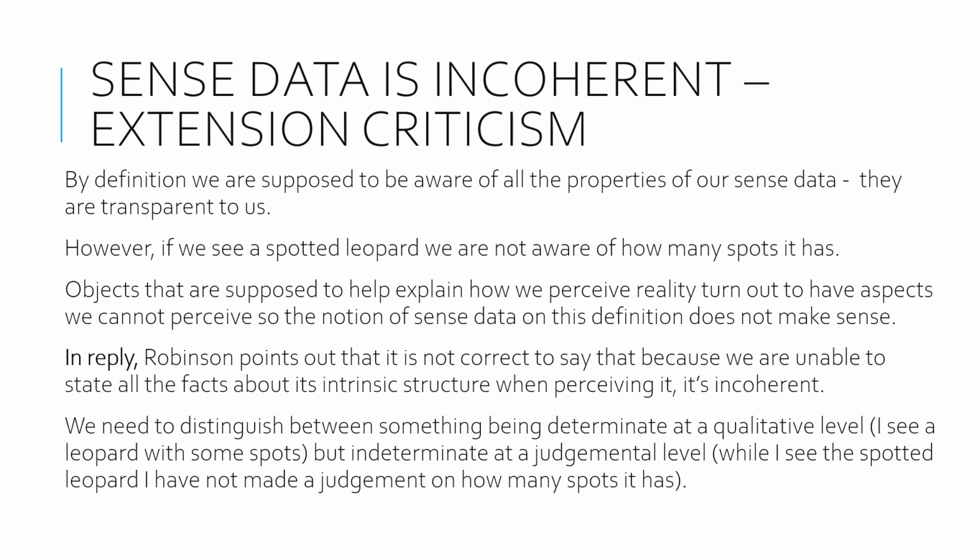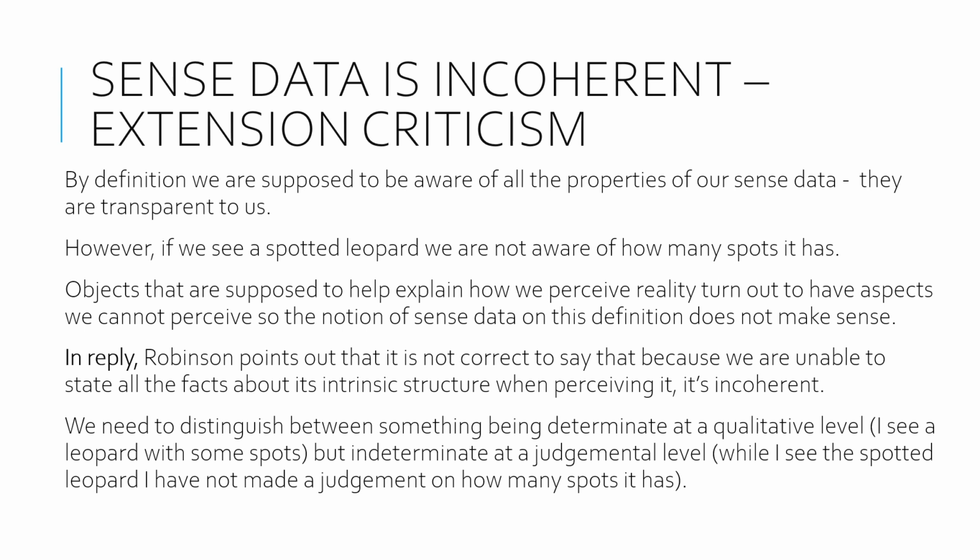By definition, we're supposed to be aware of all of the properties of our sense data. They're transparent to us. But if we see a spotted leopard, we're not aware of how many spots it has. So the objects, sense data, that are supposed to help explain how we perceive reality turn out to have aspects we cannot perceive. So the notion of sense data on this definition doesn't actually make sense. It's incoherent.